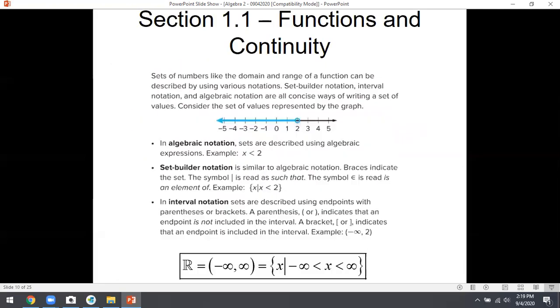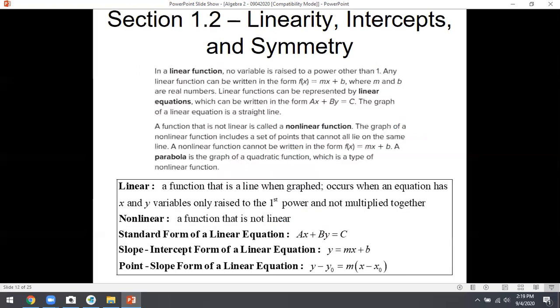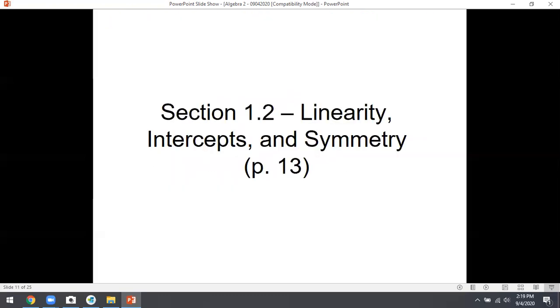Okay, here we go. This is section 1.2. I would at least title this as section 1.2. If you don't want to write down the whole name of it, that's fine, but at least you know what we're talking about today. You can always go back to the online textbook later and do that. It's found on page 13 of your online textbook. There are 3 main topics I need to get over today: linearity, intercepts, and symmetry.